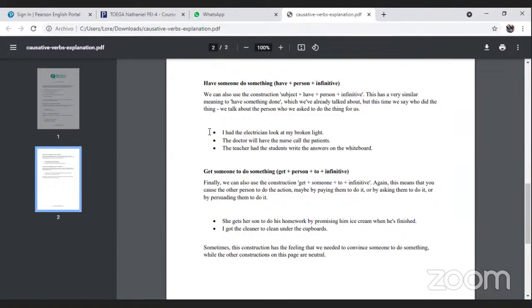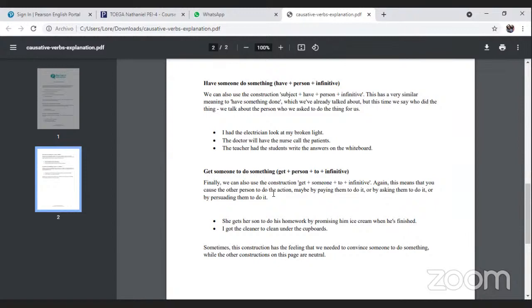Okay. I had the electrician look at my broken leg. The doctor will have the nurse call the patients. The teacher had the students write the answers on the whiteboard. Okay, that's great. Very good. And also with get, you can do similar like this, right?